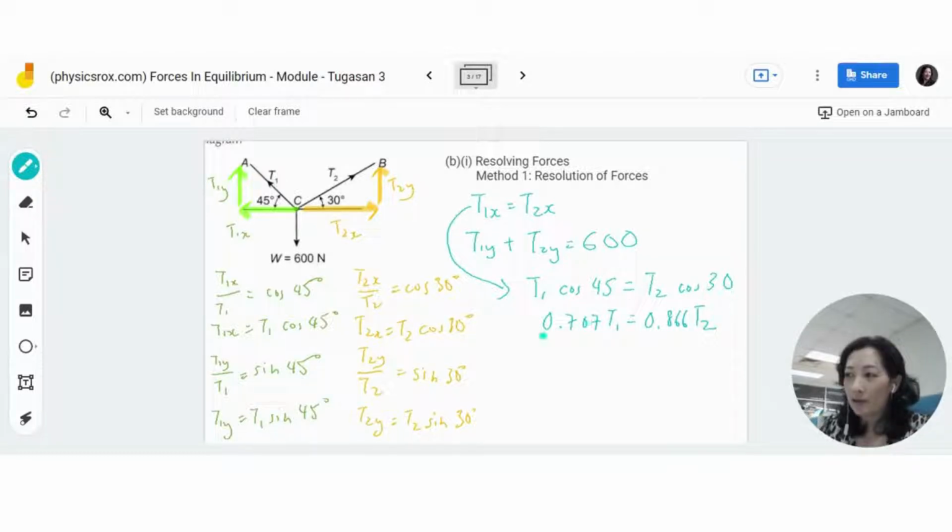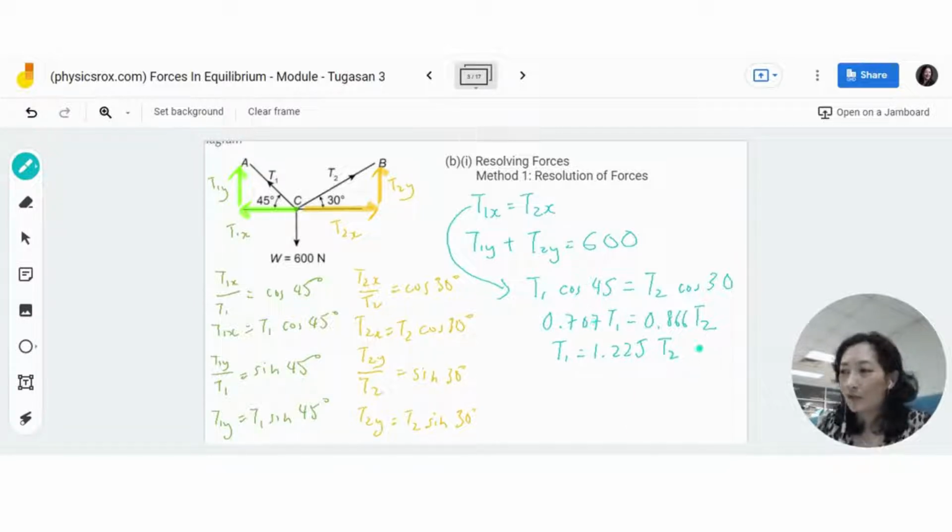So why do we have this? Because then we can find, let's say, T1 expressed in T2 or T2 expressed in T1. So for this, let's express it as T1. So that's 0.866 divided by 0.707. Let's try that again. 0.866 divided by 0.707 gives us 1.225 T2.